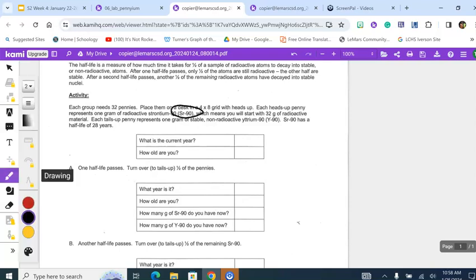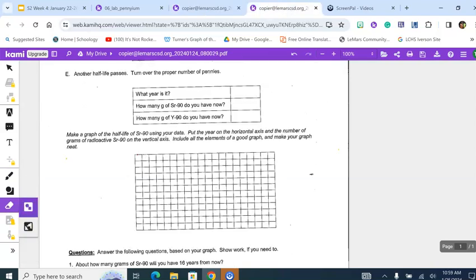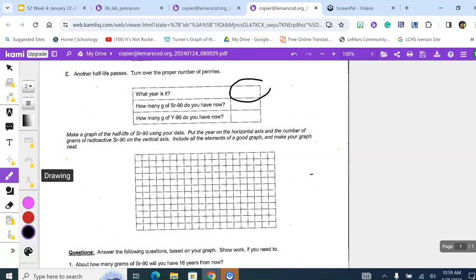So, for the record, we had strontium 90, which was the parent, and yttrium 90, which was the daughter. And the half-life was 28 years. And so when we finished, what year was it? 2164.